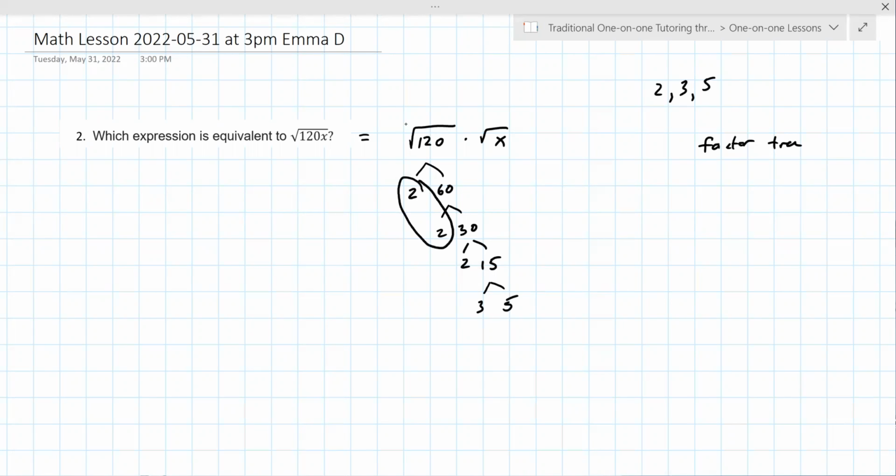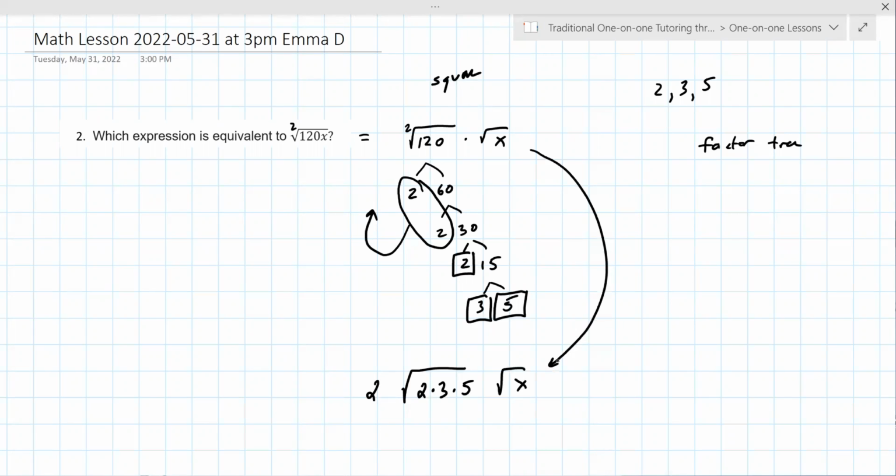The reason you circle pairs is because there's actually a 2 here, even though it's not written. It's a square root. Square means 2. Okay, so for each pair you can bring a number out. So it's 2 square root, and then whatever is left over goes on the inside. And then there's still that square root of x that's lingering. So this becomes 2 times the square root of 30, and then you can combine that x underneath there.